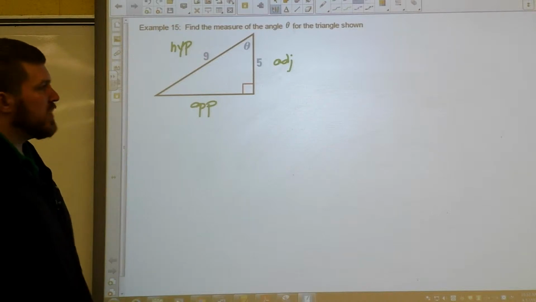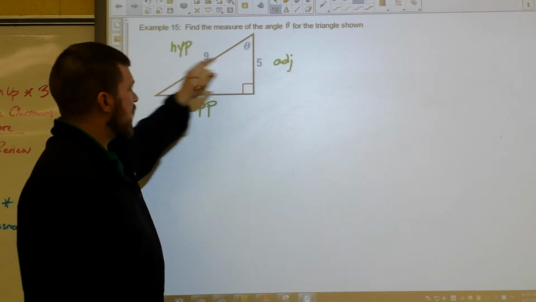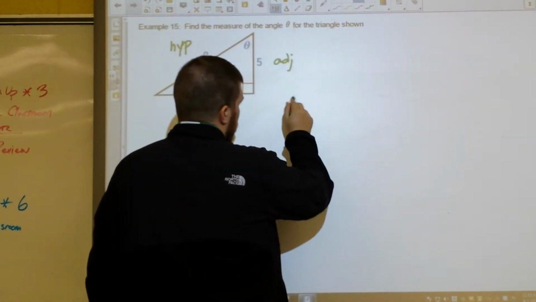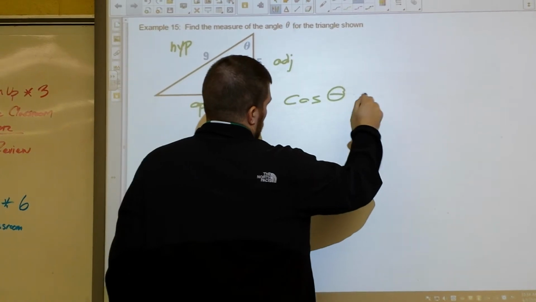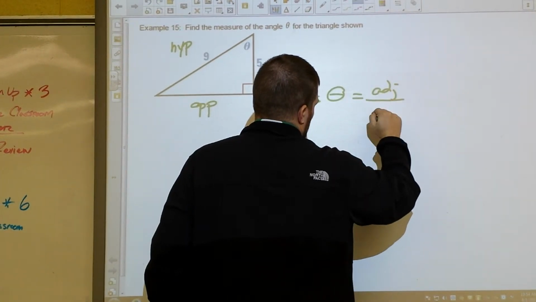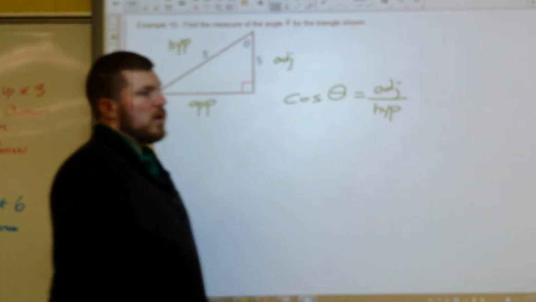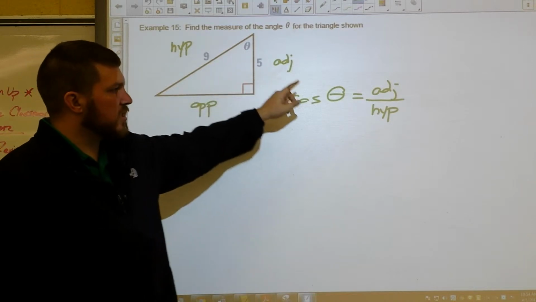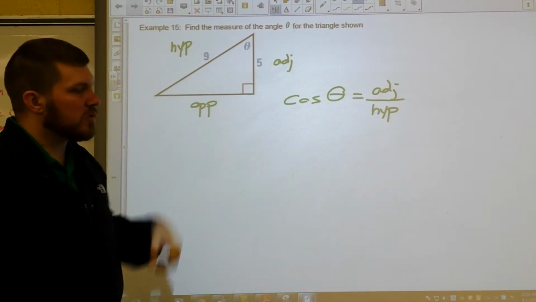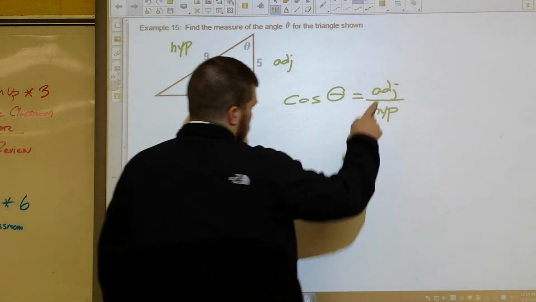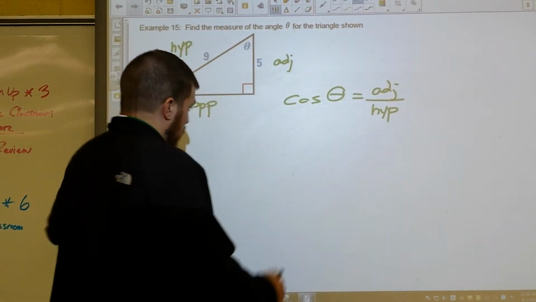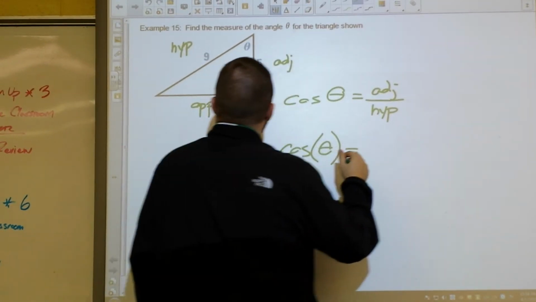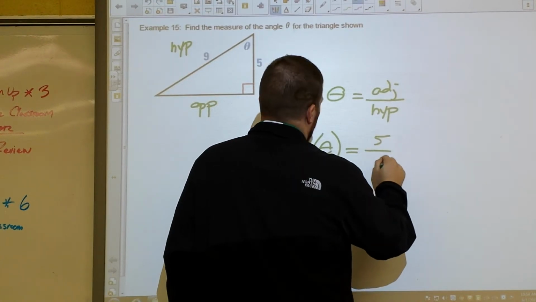So now I want to look at the pieces of information I'm given. I'm given adjacent and hypotenuse. Well, the only ratio I know that uses adjacent and hypotenuse is cosine. Okay, but I want to figure out what the angle is. So since I'm solving for angle, instead what I need to do is actually do the inverse cosine. So if you think about this as an equation, I'm going to plug in what I know. So I have cosine of theta equals the adjacent over hypotenuse.